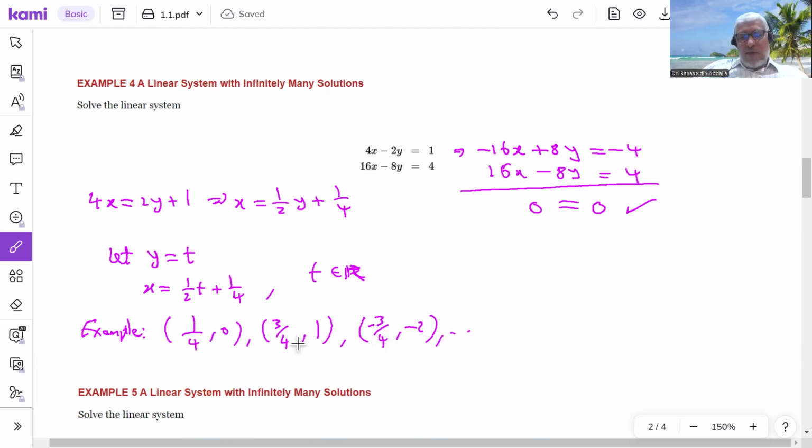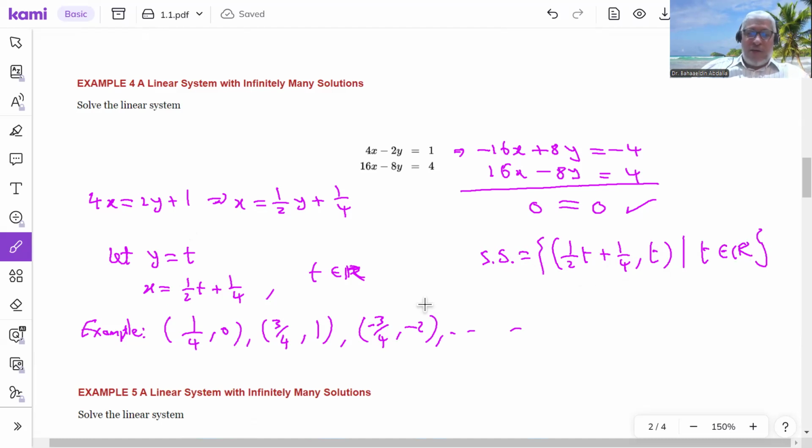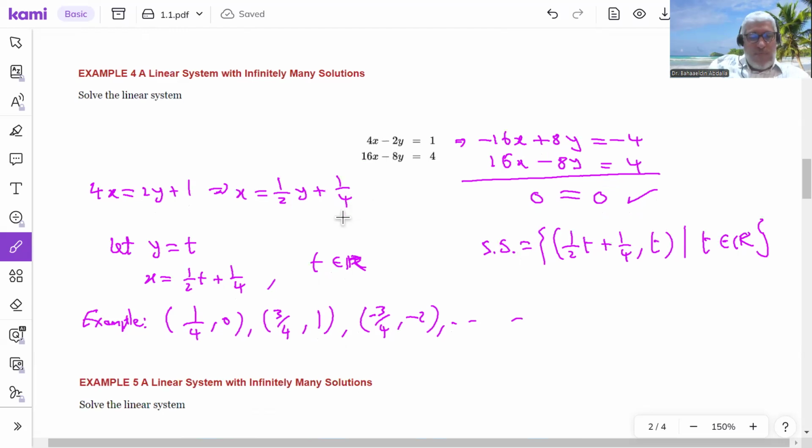So you can have as many solutions as you wish. We have infinitely many solutions, but all the solutions are written in this form. If you want, you can say that the solution set consists of all ordered pairs, where x is half t plus 1 over 4, and y is t, and t belongs to R. So it consists of all such ordered pairs, which are really the points of this line, 4x minus 2y equals 1. Remember, the two equations are exactly the same.